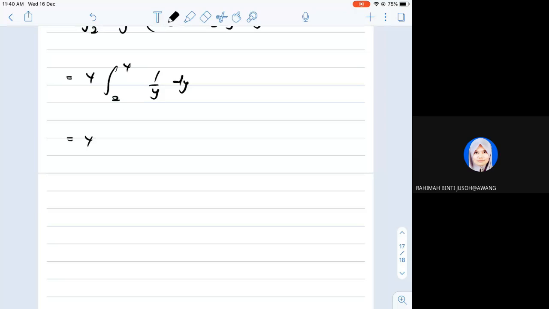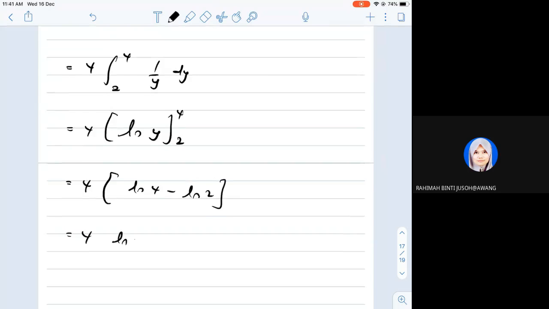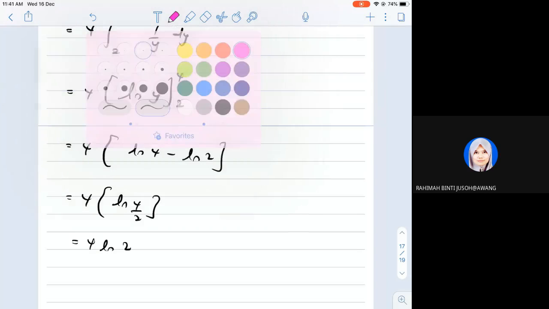So we will have integrate 1 over y should get ln y. Okay, substitute y equals to 4 and 2. So we will have 4 multiplied by ln 4 minus ln 2. Okay, so we will have 4 ln 4 divided by 2. Okay, so we have 4 ln 2. Right, that's the answer. 4 ln 2.